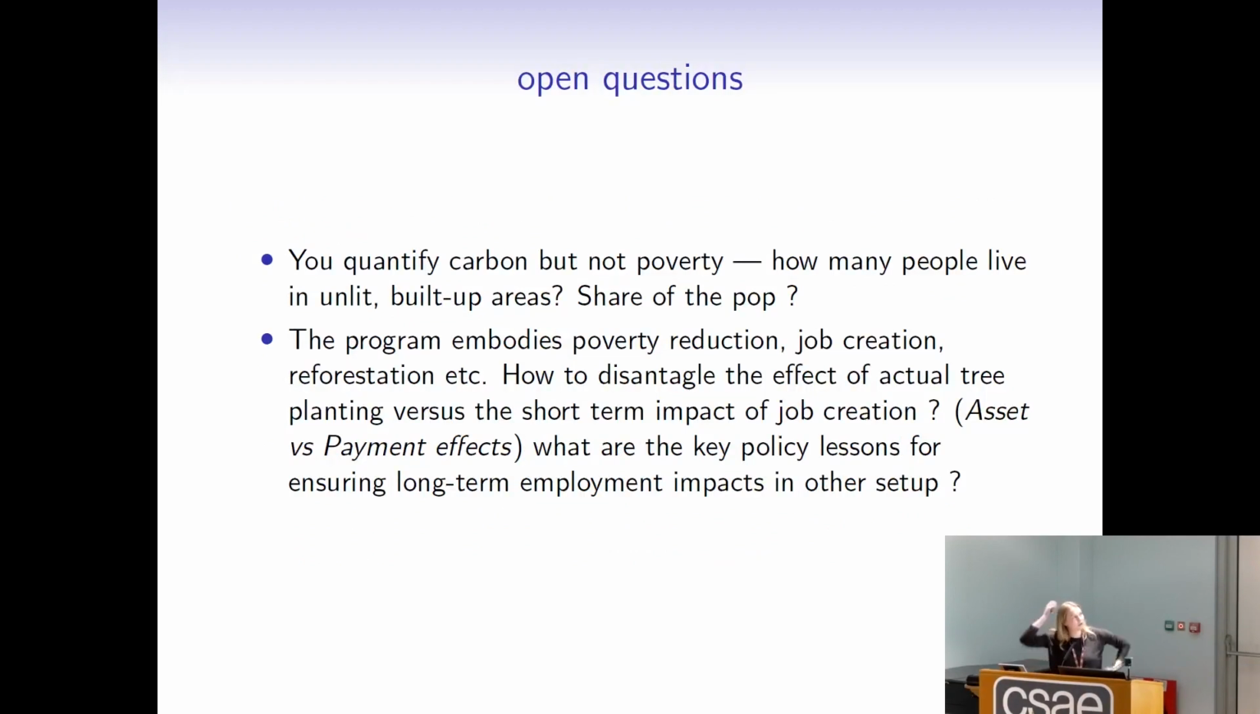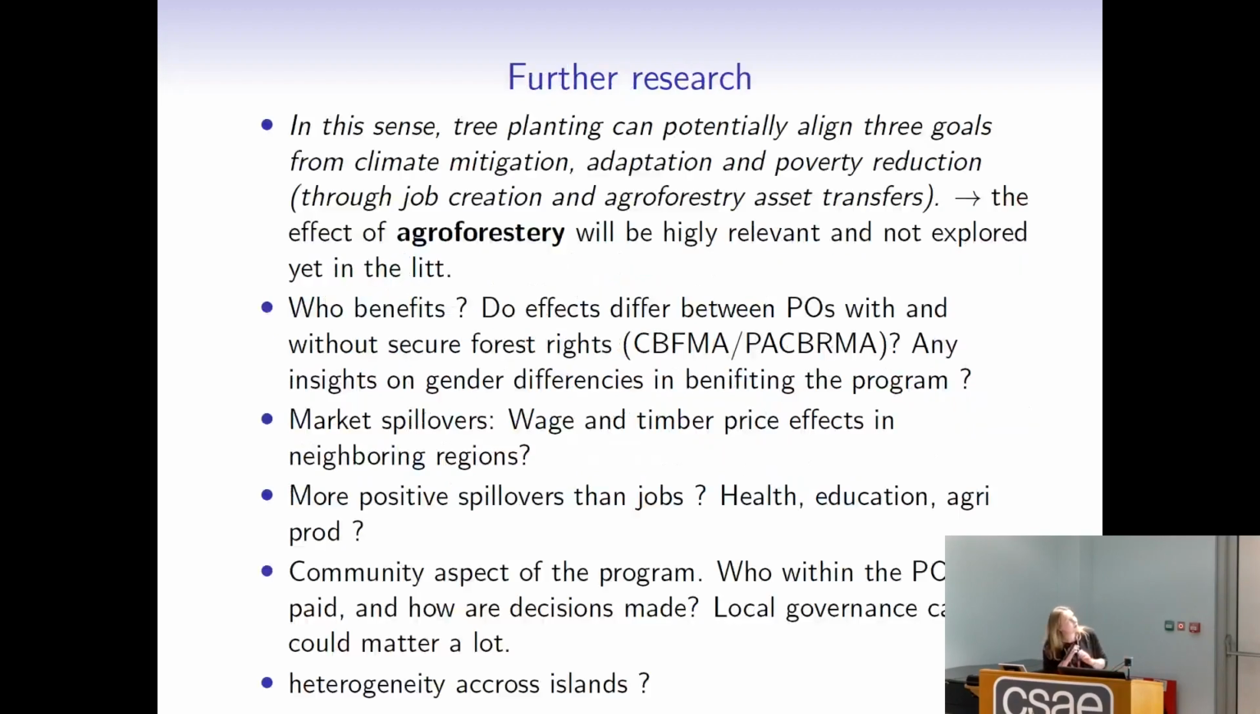So you quantify carbon, but not poverty in a way. I would just like to know if you have any insight on how many people lived in those unlit areas, what is the size of the population we are talking about here. You also make a great effort in disentangling the effect of payment and assets, so I'm not going to be too specific on the topic, but the program embodies, as you said, a lot of different components. And for further research, I was thinking, could you do something about agroforestry? Because it's an important topic.